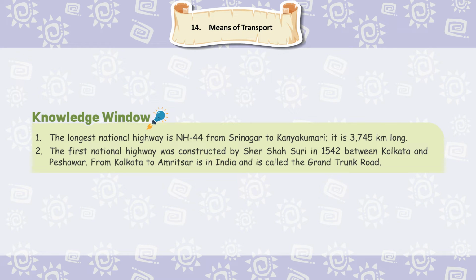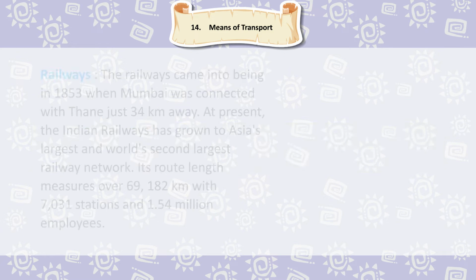Knowledge window. 1. The longest national highway is NH44 from Srinagar to Kanyakumari. It is 3,745 km long. 2. The first national highway was constructed by Sher Shah Suri in 1542 between Kolkata and Peshawar. From Kolkata to Amritsar is in India and is called the Grand Trunk Road.